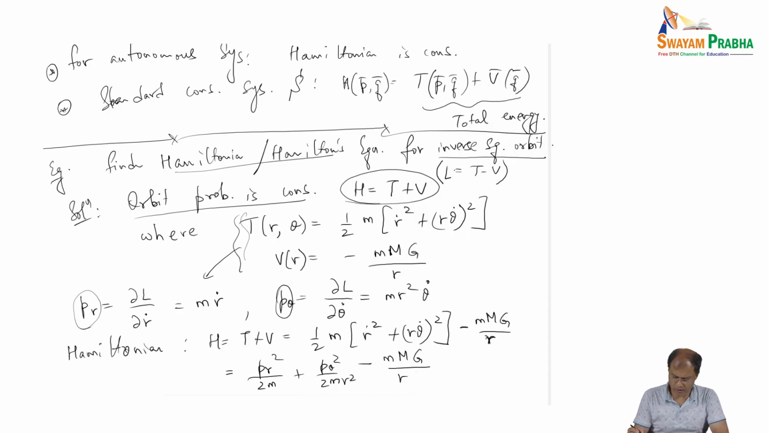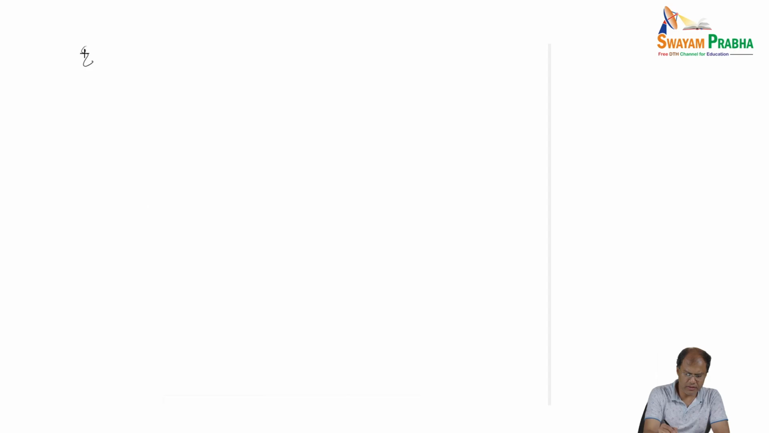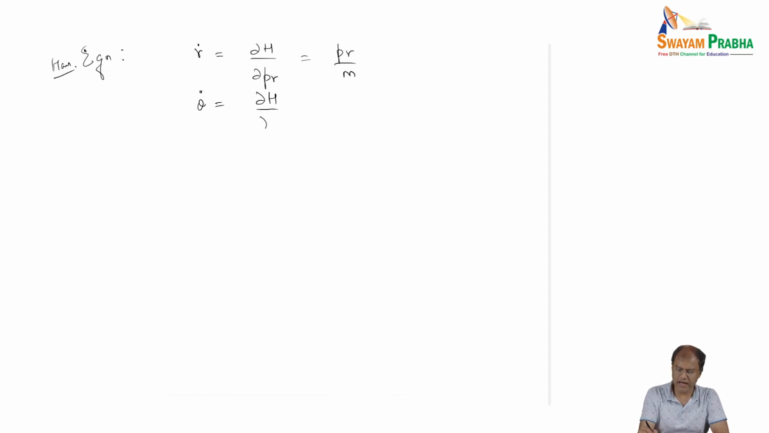Okay. Now we can start to write Hamilton's equations. First we have the equation for r. So r dot, using our Legendre transform, is partial h partial pr, and we get that this is pr by m. Similarly, theta dot will be partial h partial p theta, and we see that this is going to be p theta by m r square.